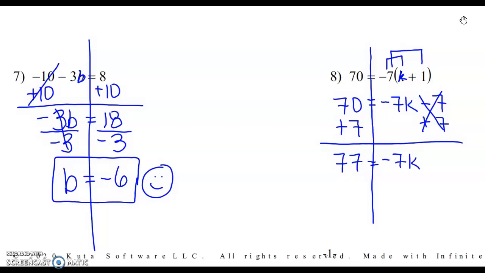Don't lose your negative. To get rid of a multiply by negative 7, we divide both sides by negative 7. The negative 7 cancels out. K equals 77 divided by negative 7 would be negative 11.